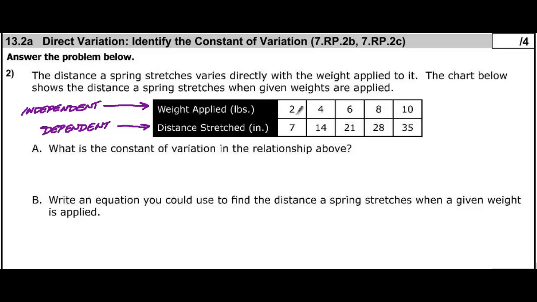To get the actual constant of variation, we always use this formula. We always take the dependent amount and we divide it by the independent amount. That's always the idea, the dependent amount divided by the independent amount.